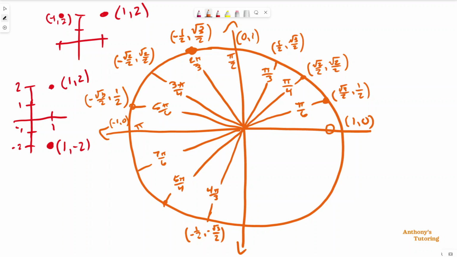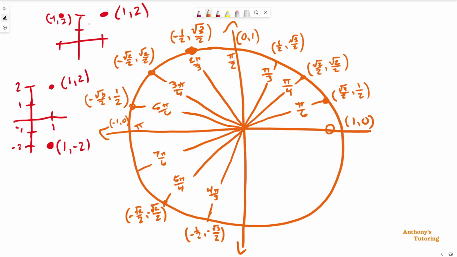Alright, now we have 5 pi fourths corresponds with 3 pi fourths. So we're just going to do a reflection over the x-axis. The x variable will stay the same, so we'll have negative root 2 over 2. But now we'll take the y variable and we'll flip its sign. So in this case, it becomes a negative root 2 over 2.